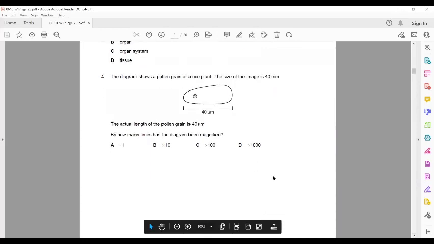Question number four, the diagram shows a pollen grain of a rice plant. The size of the image is 40 millimeter. The actual length of the pollen grain is 40 micrometer. By how many times has the diagram been magnified?